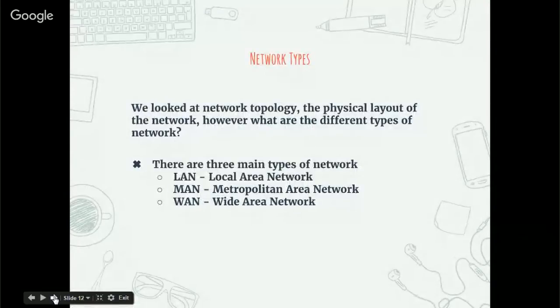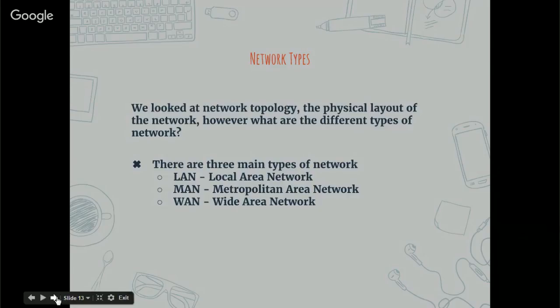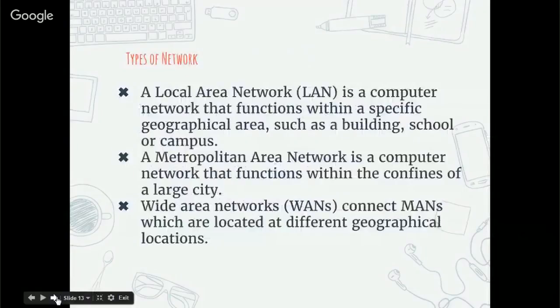And there are three types of networks. We didn't look at network topology. We can ignore that part. There are three types of network: local area network, important to know these definitions, wide area network, and metropolitan area network. So a local area network is a computer network that functions within a specific geographical area, such as a building, a school, or a campus. A metropolitan area network is a computer network that functions within the confines of a large city.